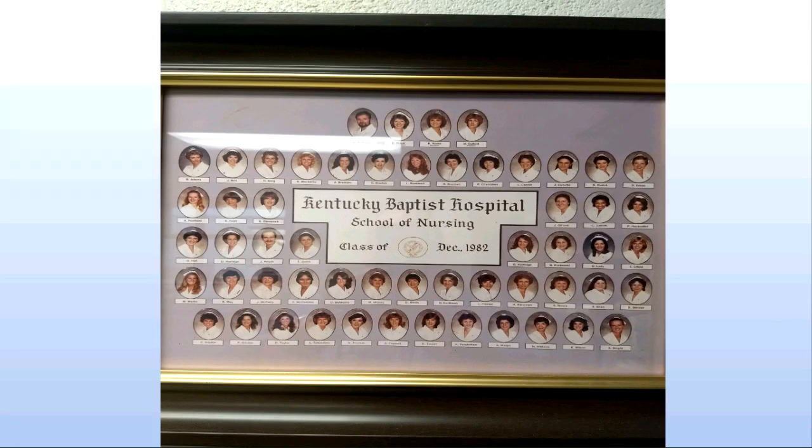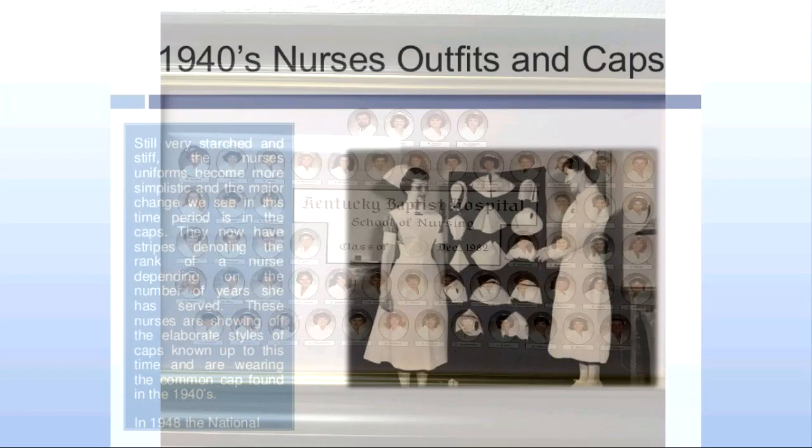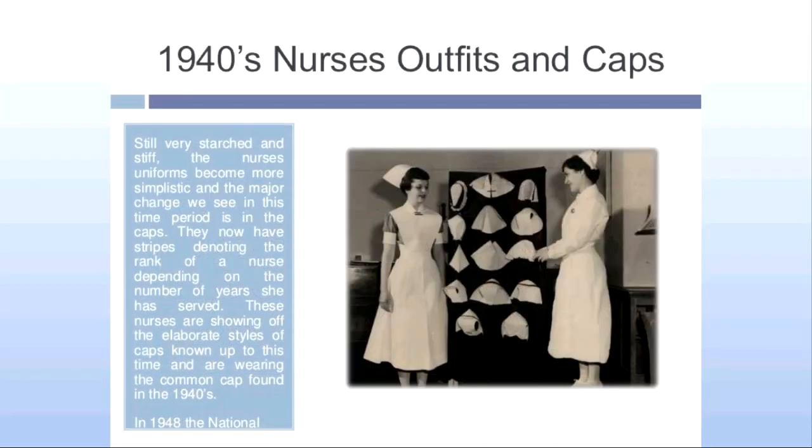Here is from 1982, a picture of a class. And again, here's from the 1940s showing nurses' outfits and caps. At that time, they were all white, very starched, very stiff, simplistic. Always had the caps, of course, and a lot of times the caps would have different symbols on them, or stripes and things like that to signify which school they belonged to and that type of thing.